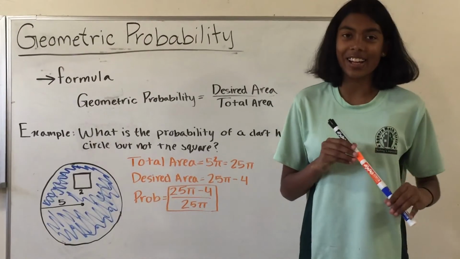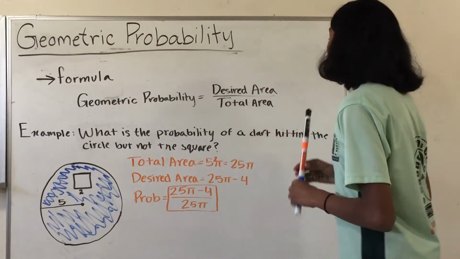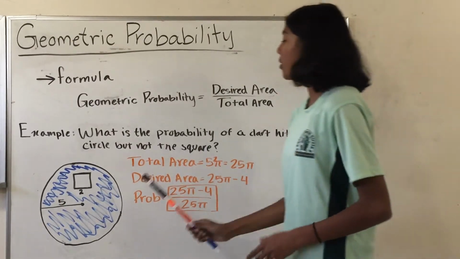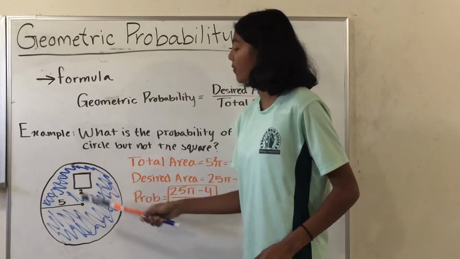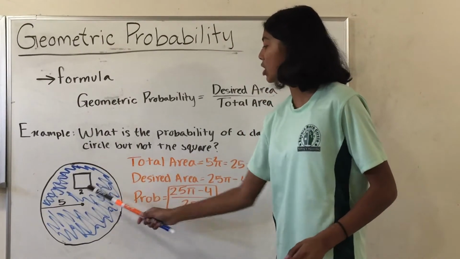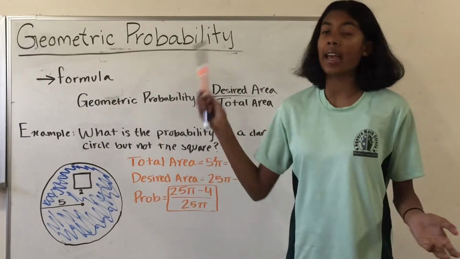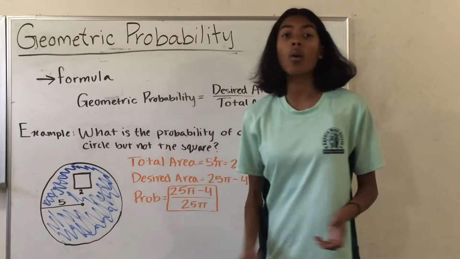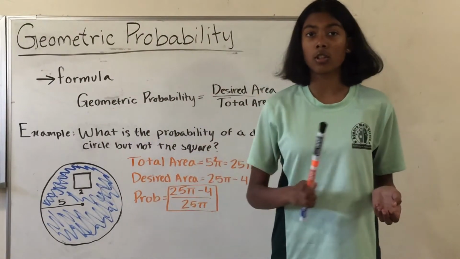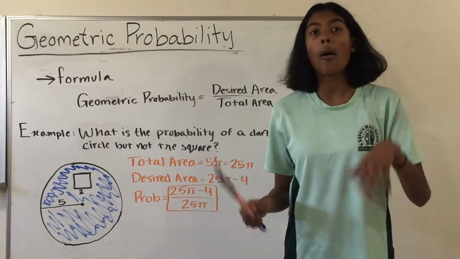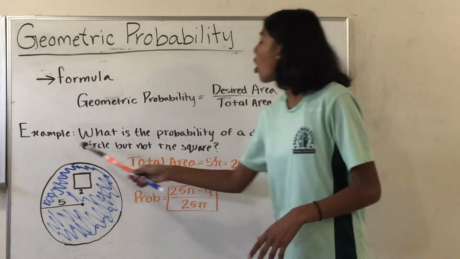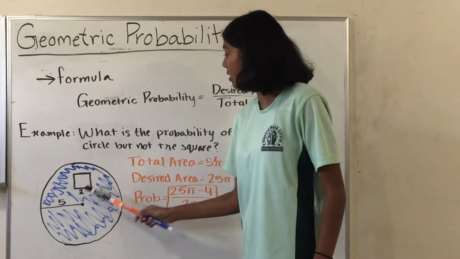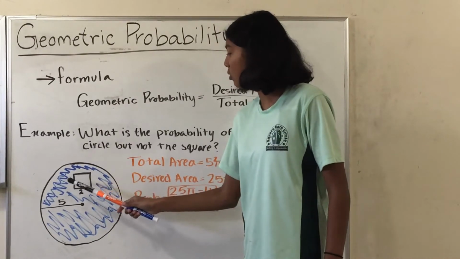So now let's try another example. What is the probability of a dart hitting the circle, but not the square? Here we have a circle with radius 5 and a square with side length 2. I did my best in drawing it, and it's not to scale, but it's close enough. Anyways, we want our dart to hit the circle, everywhere that's in the circle but not in the square. So that's all of this blue shaded region right here, and you can see how there's no blue within this square.